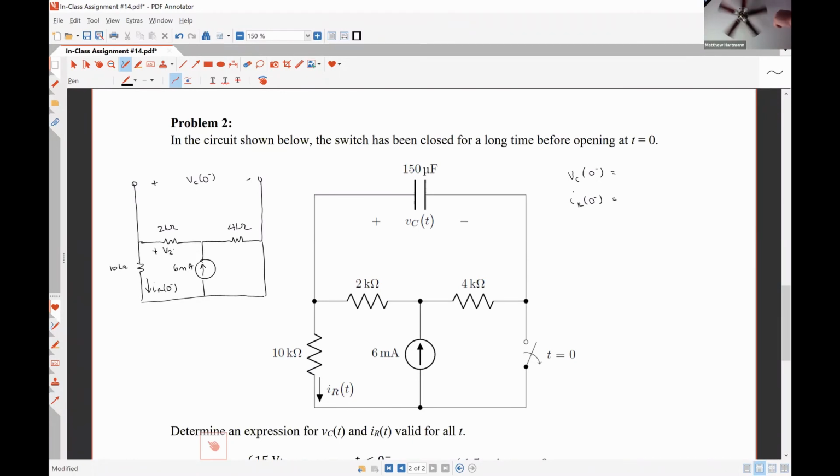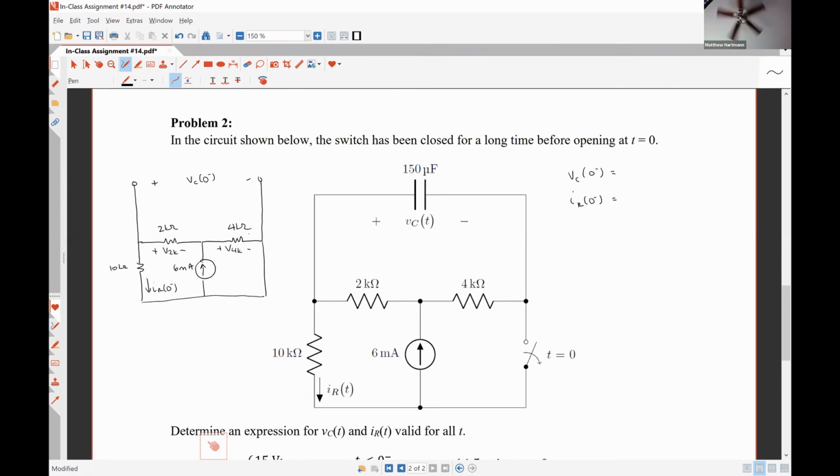So I'm going to call this V2K and this guy V4K. And you are suggesting that the capacitor voltage is the sum of those two voltage drops over the resistors, and that is absolutely correct. That begs the question, how do we determine either of those voltage drops? Couldn't you do current division? Okay. So we can absolutely do current division, and that will give us a great way to figure out what IR at 0 minus is.